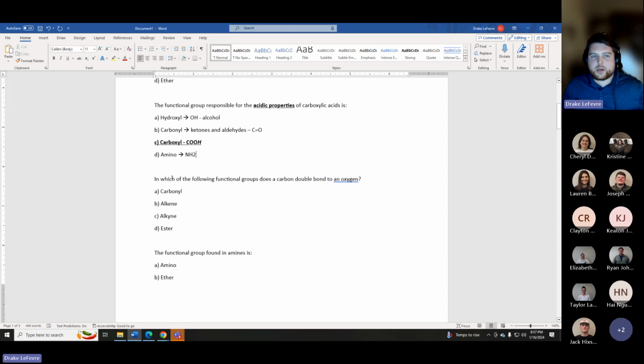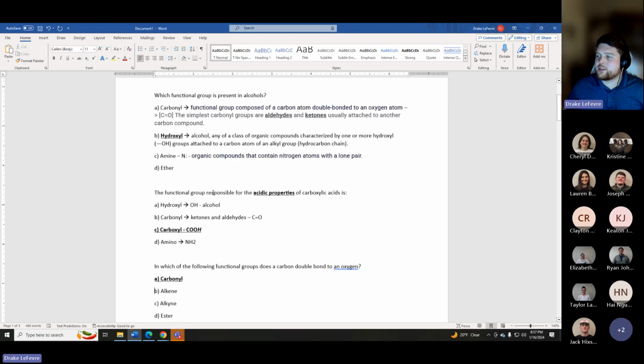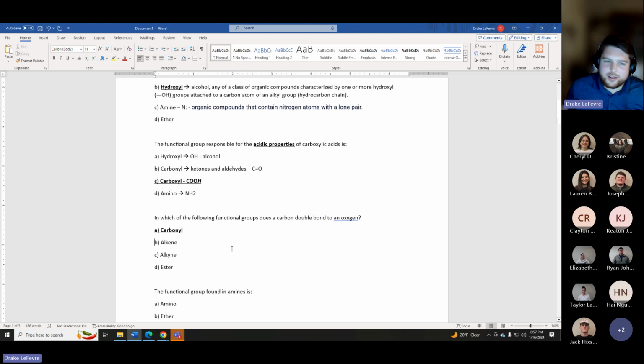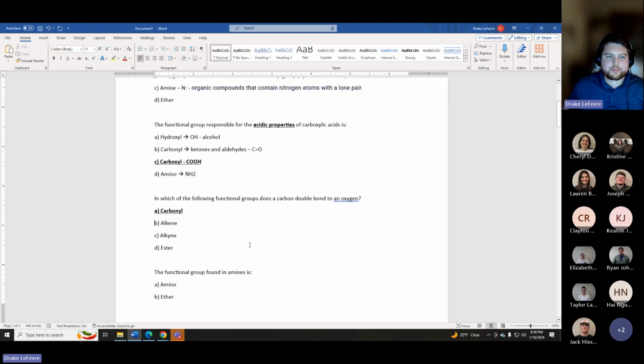Sweet. Next question. In which of the following functional groups is a carbon double bonded to an oxygen? We should know this right away. Let's shout out, what's our answer? Carbonyl. Yeah, a carbonyl. Sweet. So see how doing all of this beforehand wasn't a waste of time. It made us actually know what comes after. Now we get into new words.